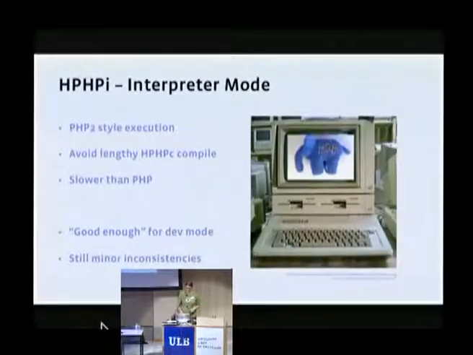It's a conflict. So we threw together HPHPI, which is HipHop in interpretive mode. This basically followed the PHP 2 style of script execution, which is, let's look at a line, figure out what it wants to do, do that instruction. Look at the next line, figure it out, do that instruction. Absolutely no pre-compiling, no intelligent caching of the code. It was really slow. It probably ran at about a quarter the speed of regular PHP. But at least it was mostly consistent with HipHop. I say mostly because we still missed a few things. This is painful, but it was kind of good enough for development machines.